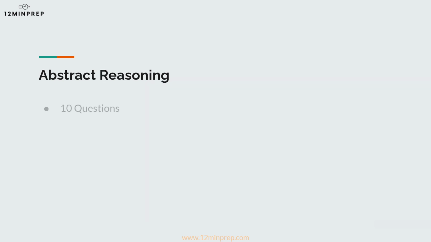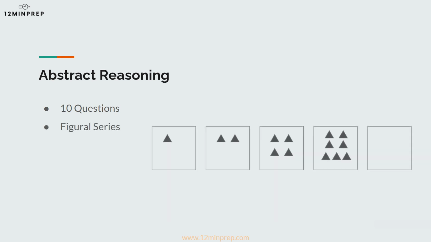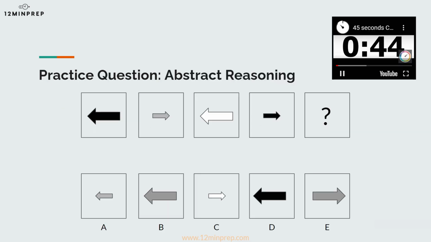There are 10 abstract reasoning questions. These questions will assess your ability to visualize and sort shapes, as well as your ability to understand patterns. All 10 questions are of the same question type, which is figural series. Let's take a look at a sample question. Take 45 seconds starting now.